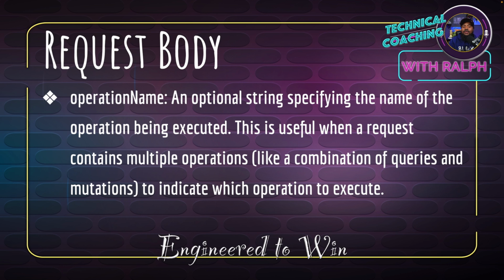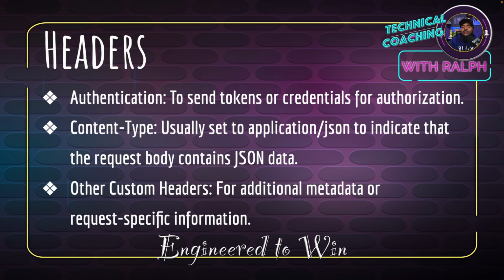This is useful when a request contains multiple operations, like a combination of queries and mutations, to indicate which operation to execute. Next up, the headers. It has authentication to send tokens or credentials for authorization. Content type, usually set to application/JSON to indicate that the request body contains JSON data. Other custom headers for additional metadata or request-specific information.